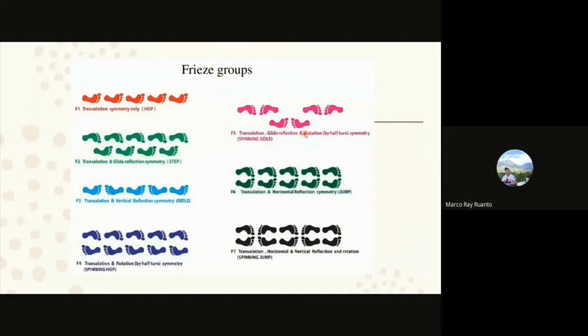Okay, here are some examples and groups. There are some using purely all translations. There are some with a translation with a glide reflection, and so on. So here are some groups.